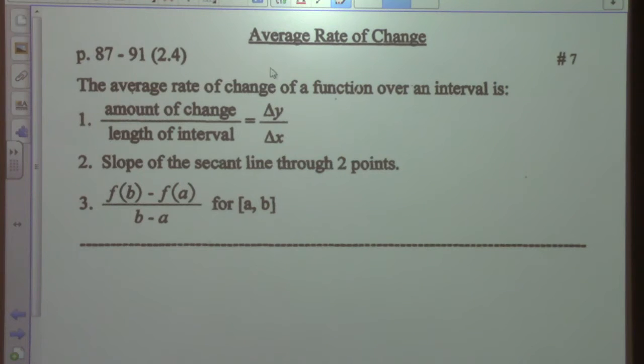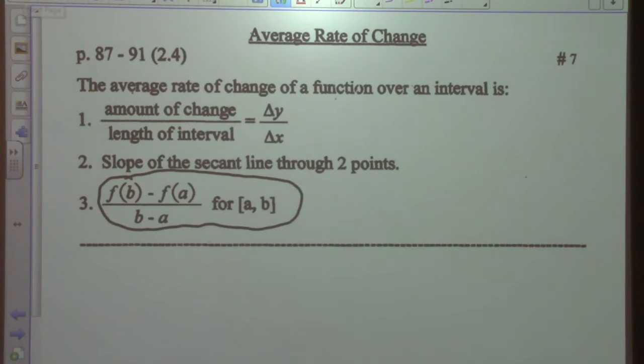Okay, today we're starting on average rate of change, and average rate of change is not a concept that is unique or even new to calculus. This is an Algebra 1 concept. And so you have the amount of change in y over the length of the interval, or change in x. And this notation here, f of b minus f of a over b minus a, seems to be the one that I use in my instruction more than anything. So just something to look out for.